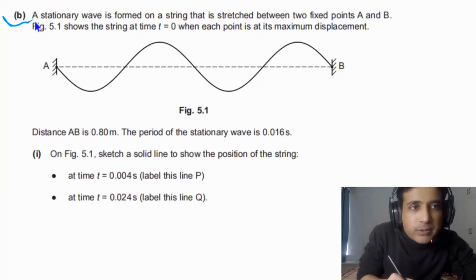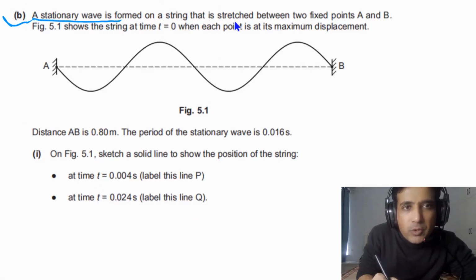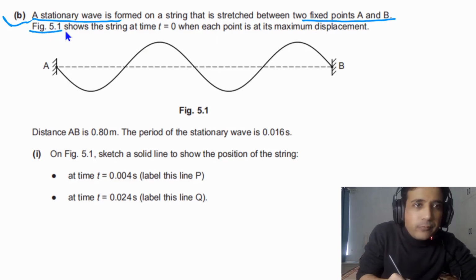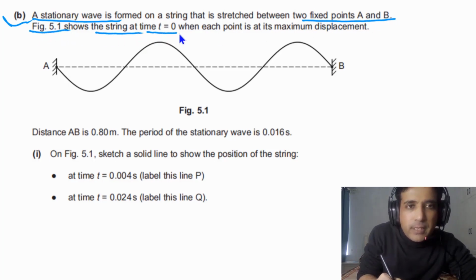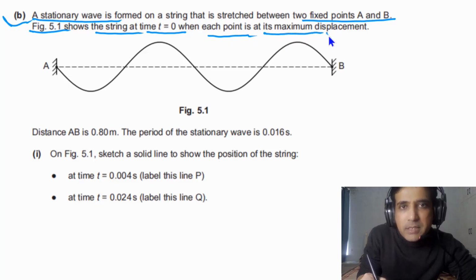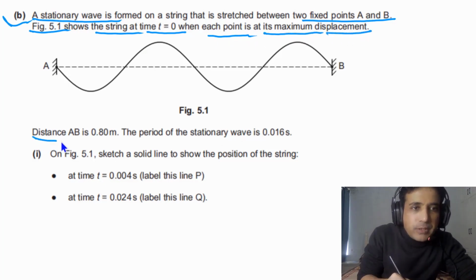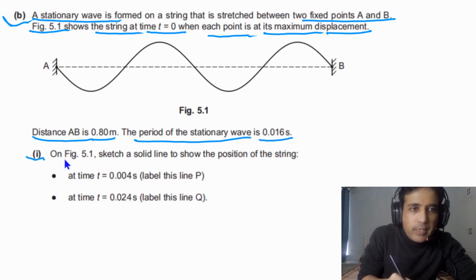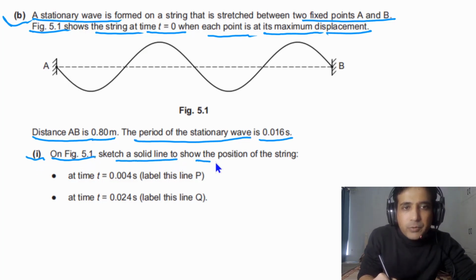For part B, it is given to us a stationary wave is formed on a string that is stretched between two fixed points A and B. Figure 5.1 shows the string at time t equal to 0 when each point is at its maximum displacement. Distance AB is given, that is equal to 0.80. The period of the stationary wave is 0.016 seconds.